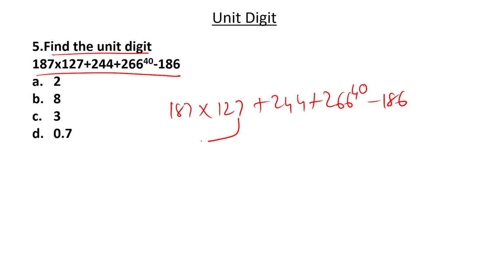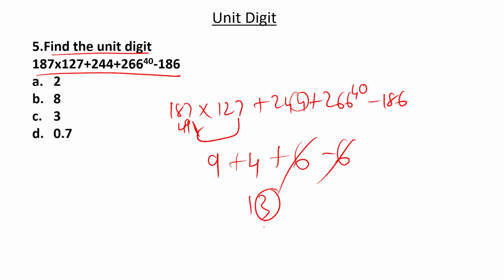Simple. 7 sevens are 49, so we take the units place 9, plus 244, we only take the units place 4, plus 266 power 40. 6 power whatever the value may be, 6 power any natural number, we'll get the value 6 only. 6 minus 186, in the units place there is 6, cancel. 9 plus 4 is 13. We take the units place, so 3 is the answer. That's how you do it.